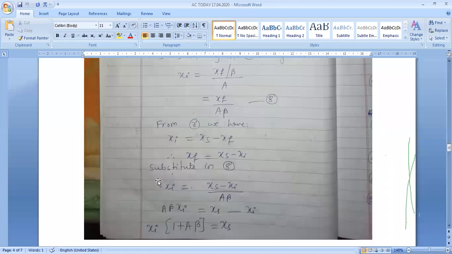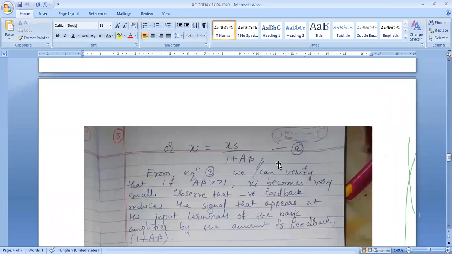So I am cross multiplying this to get A beta Xi equal to XS minus Xi. Now take this Xi on the left hand side and make it a common term. So Xi inside the bracket, I am left with 1 plus A beta, which is equal to XS. Therefore Xi equal to XS divided by 1 plus A beta. So that is what is written here.